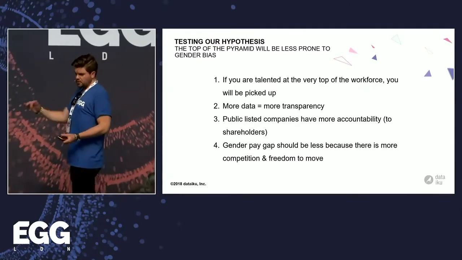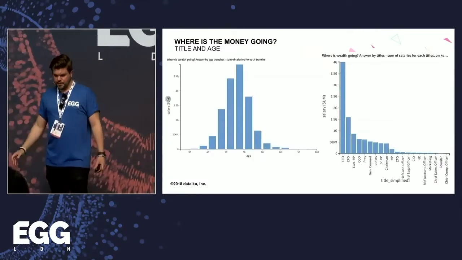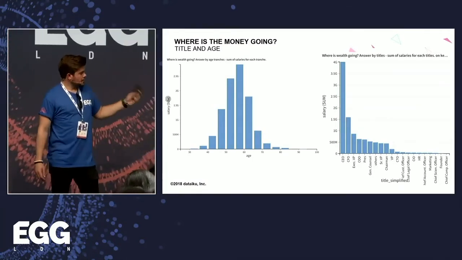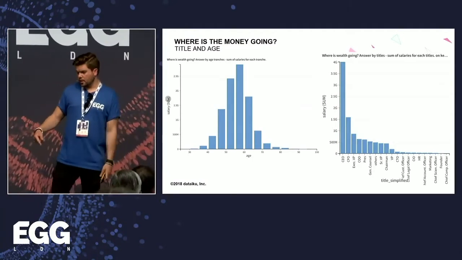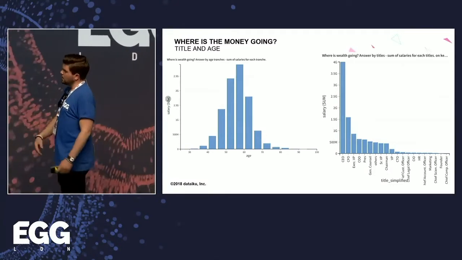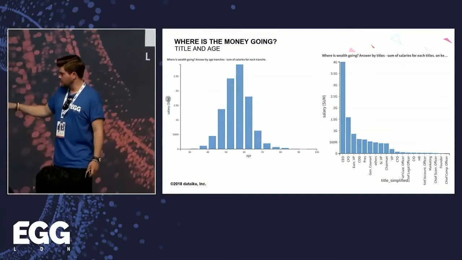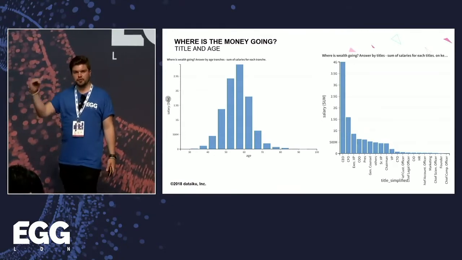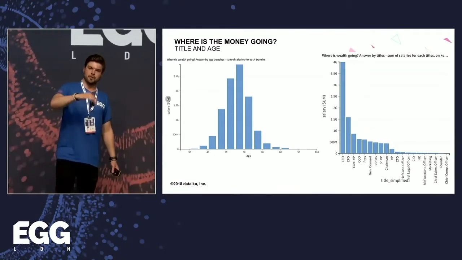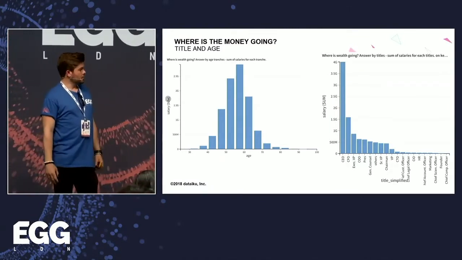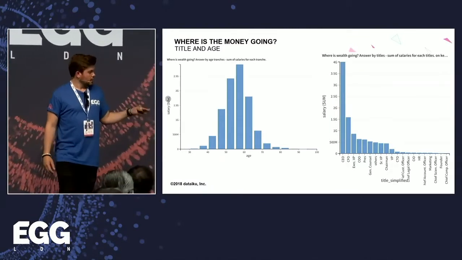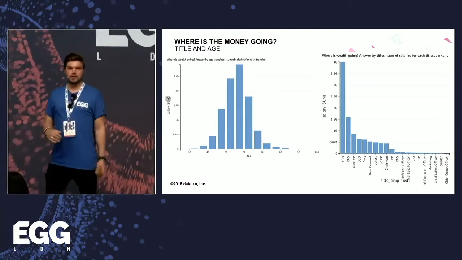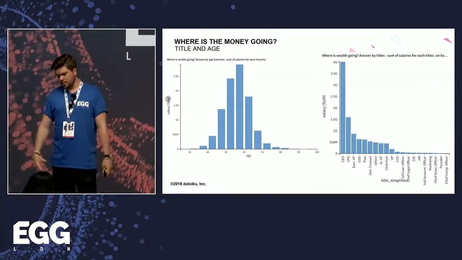So first of all, when we start digging into these charts, we're looking at title and age. So where's the wealth going? Here we're seeing the age, and this is the sum, by the way, so it doesn't necessarily mean that when you're above 60, your pay drops off. It's just that there are probably fewer people in that bracket. But essentially, between 50 and 60, that's when people are really, really earning the big bucks from the ones that we were seeing. So kind of what you'd expect.